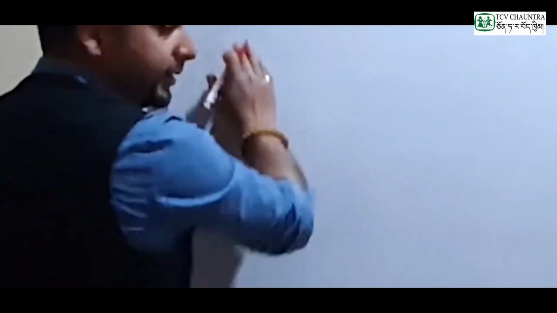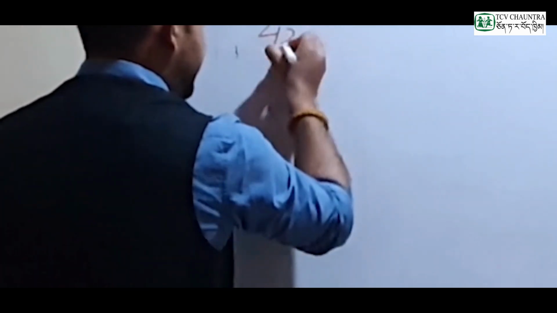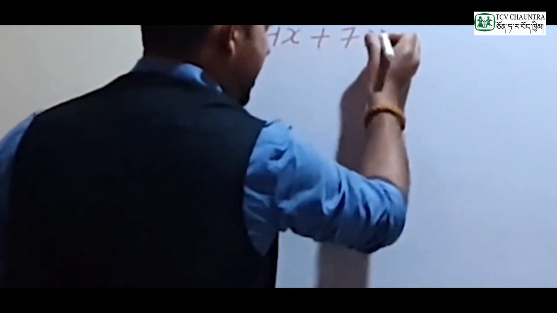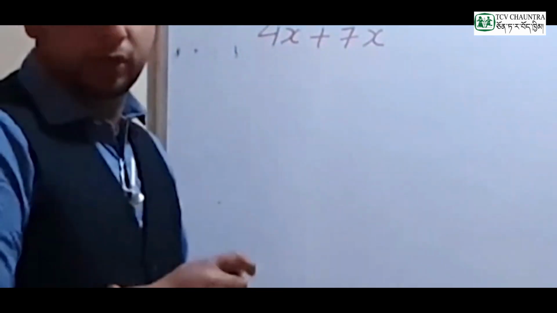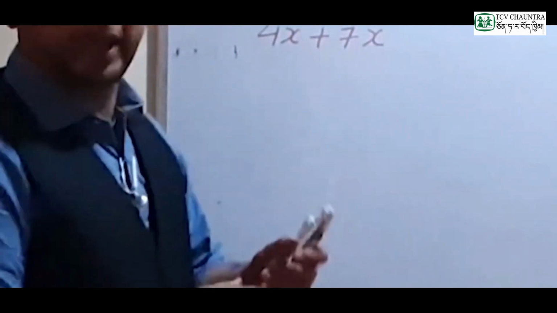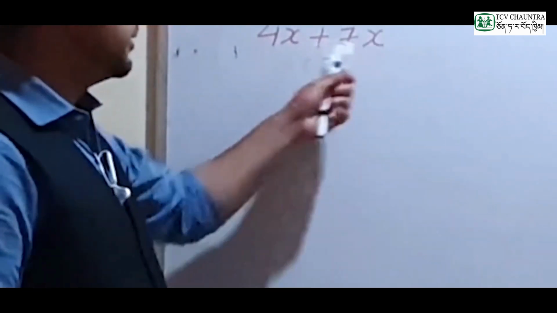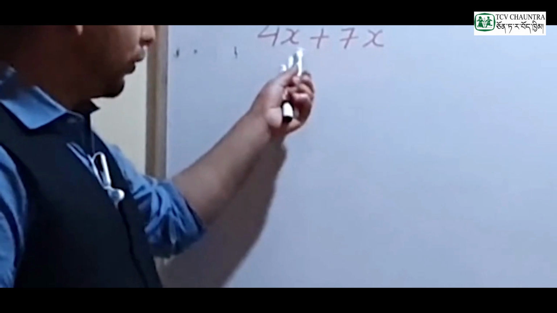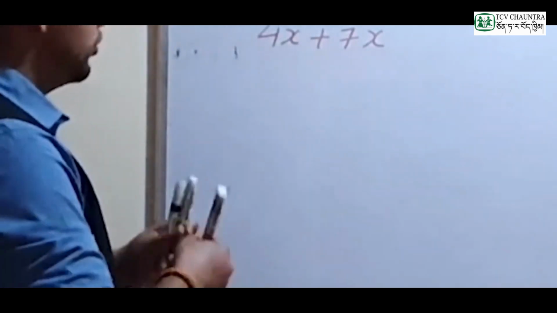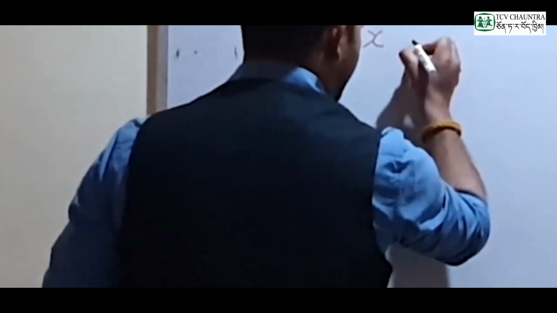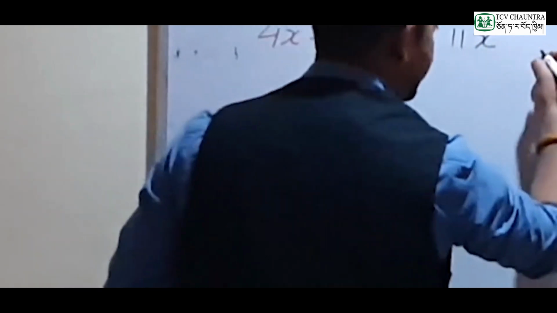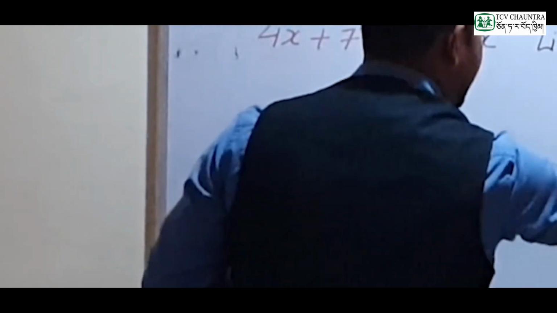Where is the use of like terms and unlike terms? On adding and subtracting the like terms. For example, 4x plus 7x. Both are like terms. Why? Because the variable is the same. One is 4x and the other is 7x, right? So this is a like term and we are adding it, so it will become 11x.